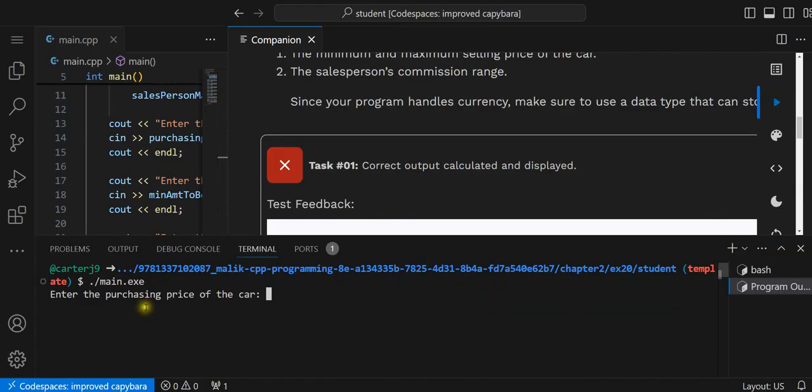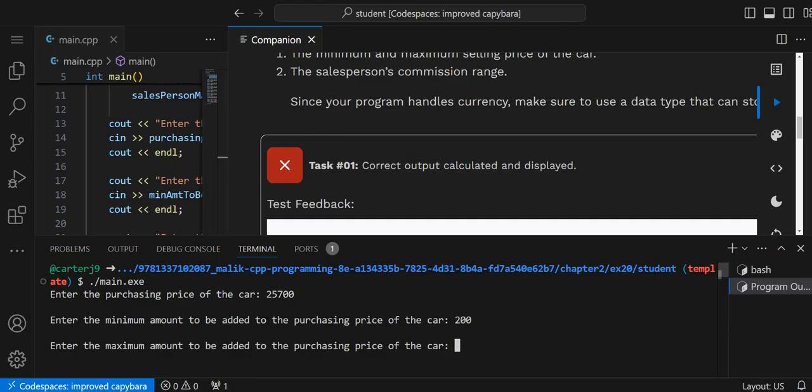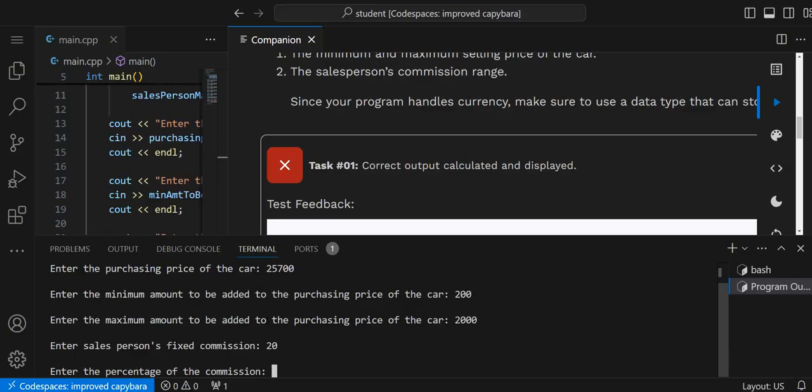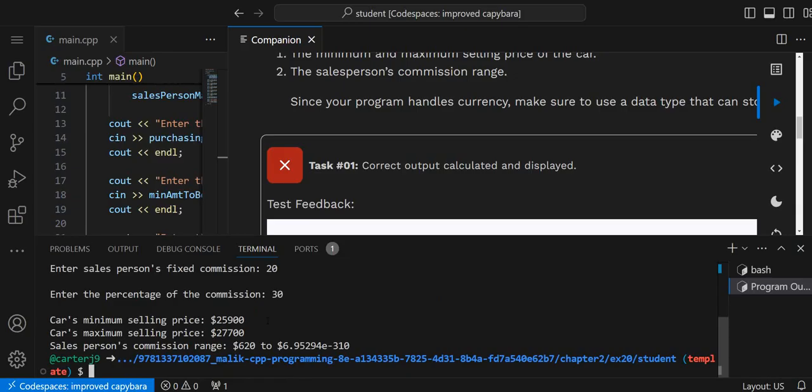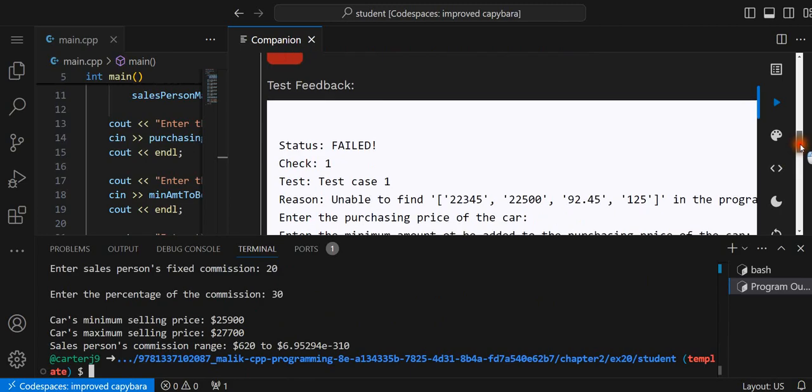All right, enter the purchase price of the car: 25,700. Enter the minimum amount to be added to the purchase price of the car: 200. Enter the maximum amount to be added to the purchase price of the car: 2,000. Enter the salesperson's fixed commission: $20. Enter the percentage of the commission: 30. And this is what the range is. So we got the crazy 6953, but let's calculate that.